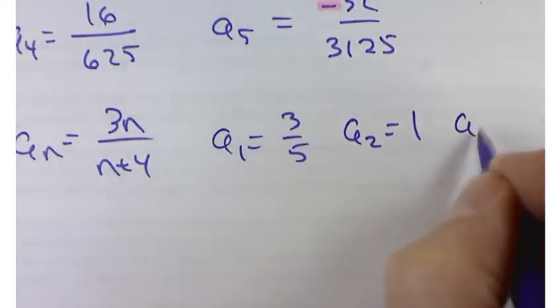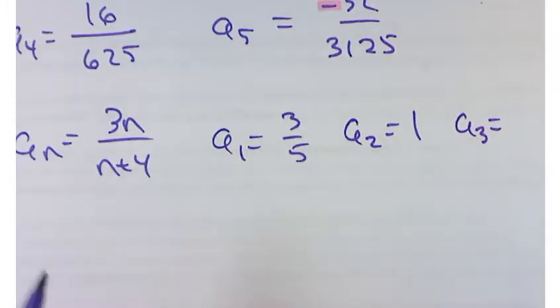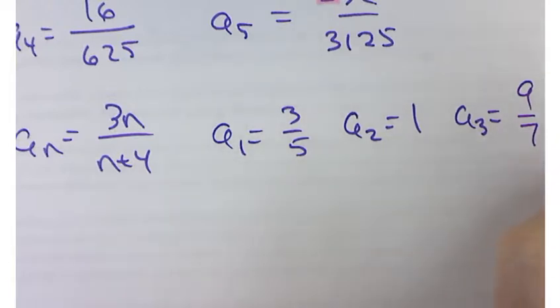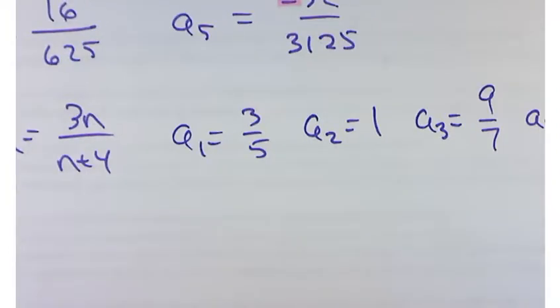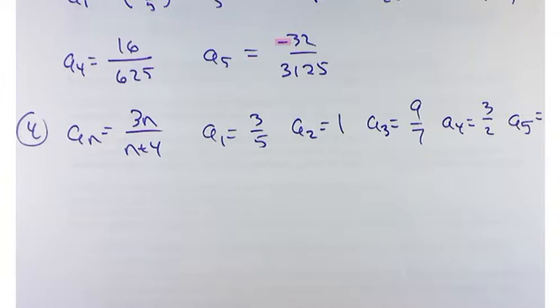So the rest of these, first 5: A3 is, where is it, 9/7? Yeah, 9/7. A4 is 3/2. And A5 is 5/3. So nothing really outstanding or earth-shattering on that one. But it's just listing the first few terms and getting comfortable with this notation.